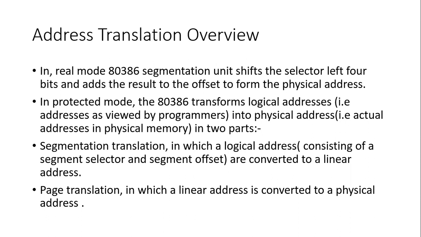It will shift the selector 4 bits to the left, and after shifting left 4 bits, it will add the offset to form a physical address. But when your microprocessor is functioning in protected mode, at that time it will transform a logical address into a physical address. Logical address means what? It is nothing but the address viewed by the programmer.